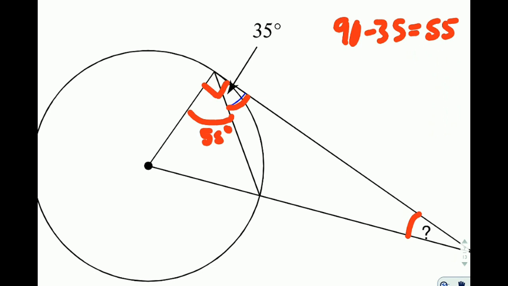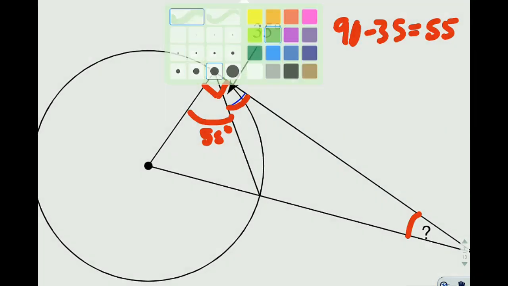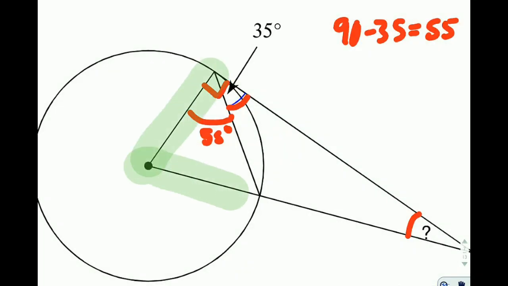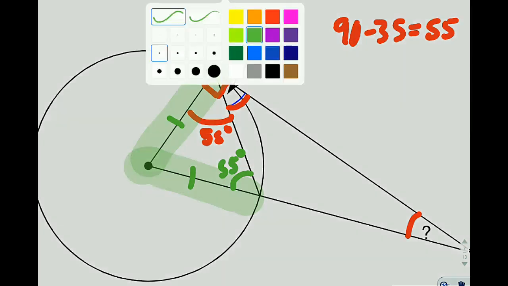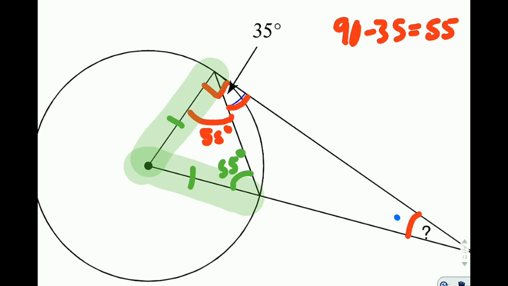That still is not enough information, though, to help me solve for this missing angle. I still only know this one angle in the triangle. The way I can get around that is by remembering that I have a radius and another radius. And if radii are the same length all the time, this is an isosceles triangle. And if this is an isosceles triangle, then I know that this angle is also going to be 55 degrees. And so let's keep going. That still isn't going to help me, though. It doesn't help me figure out this one because I still only have one angle in the big triangle.